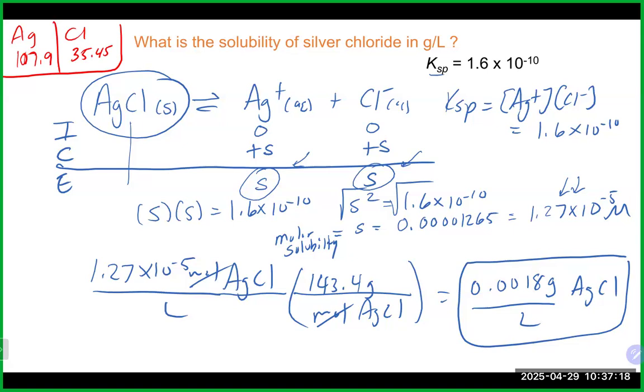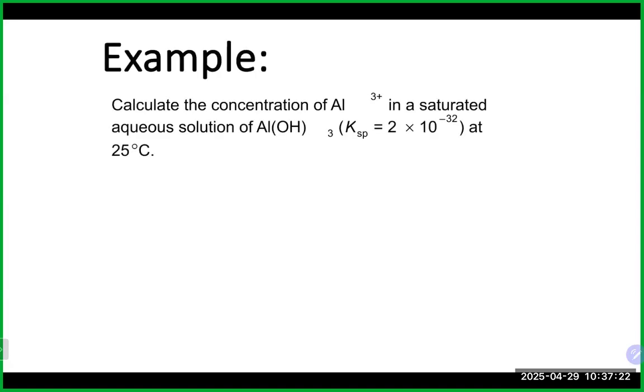All right, let's try another one here then. What is the aluminum concentration in an aluminum hydroxide solution? Ksp is 2 times 10 to the minus 32. So see what you come up with here.